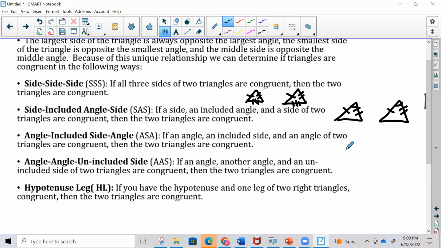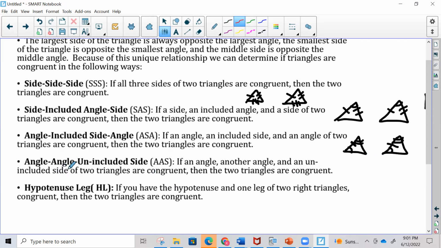Then we have angle, included side, angle. Okay, so we have an angle, another angle, and then it's the side directly in between those 2 angles. That would be congruent. It looks like that.